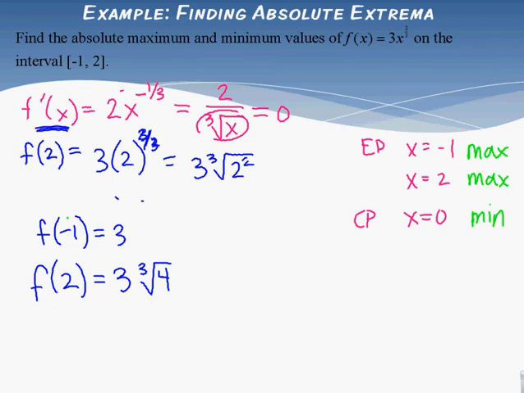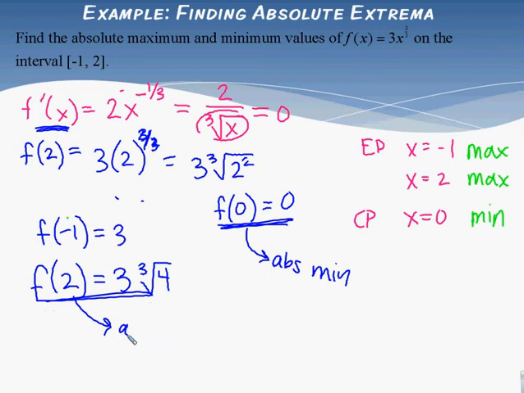And then we also know that at x equals 0 we have a min. So let's just figure out what f of 0 is. Well, that's pretty nice. f of 0 would end up being 0. And so this guy right here would result in an absolute min. And this guy right here would result in an absolute max. And then this guy right here would just be a local max. Not too bad, is it?